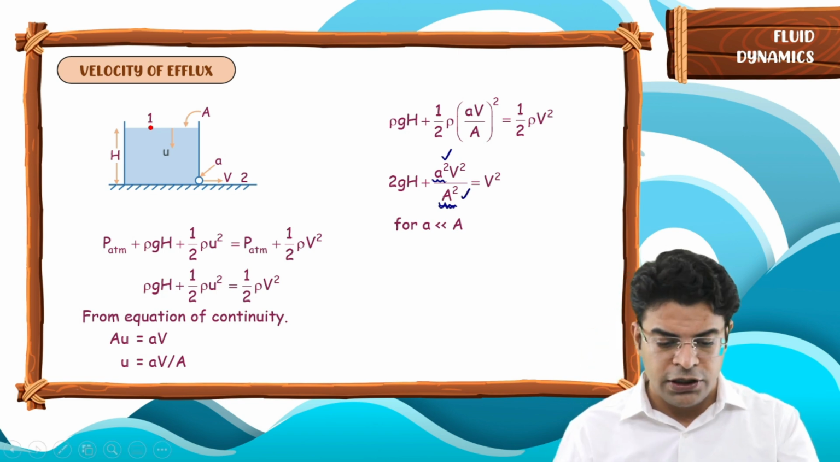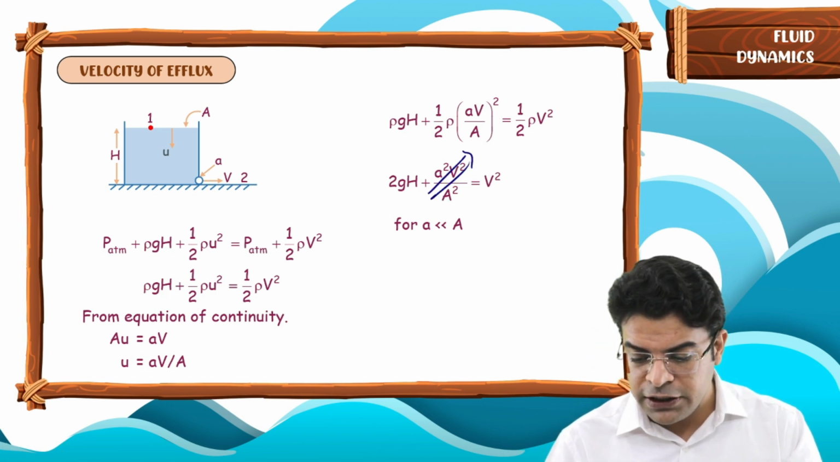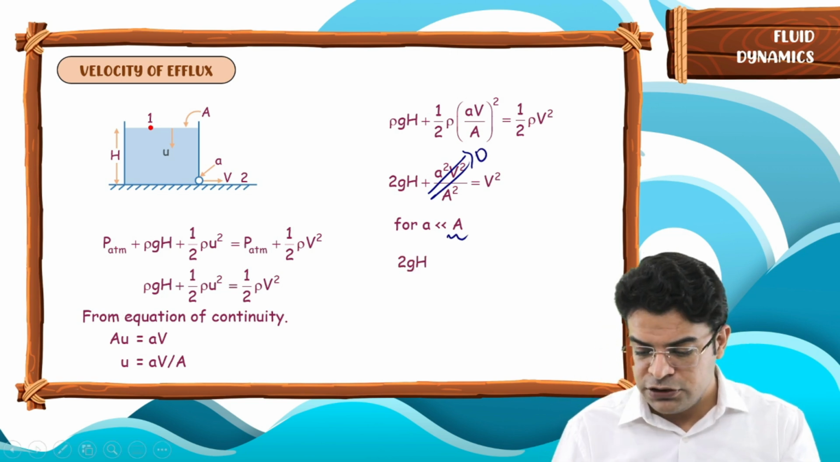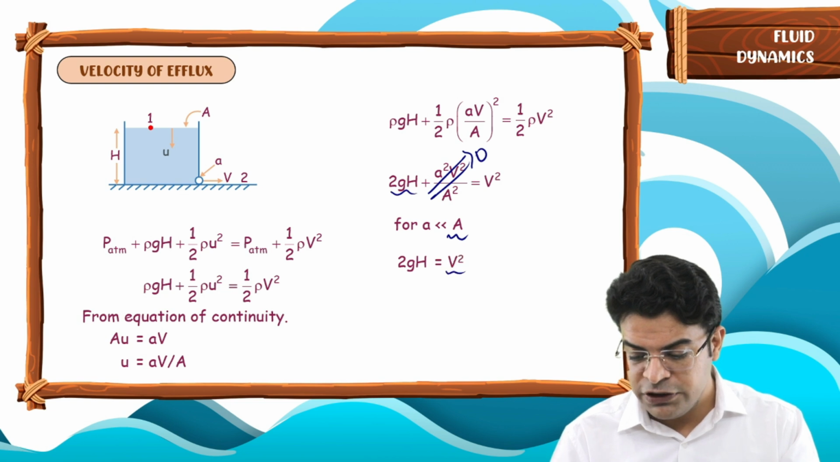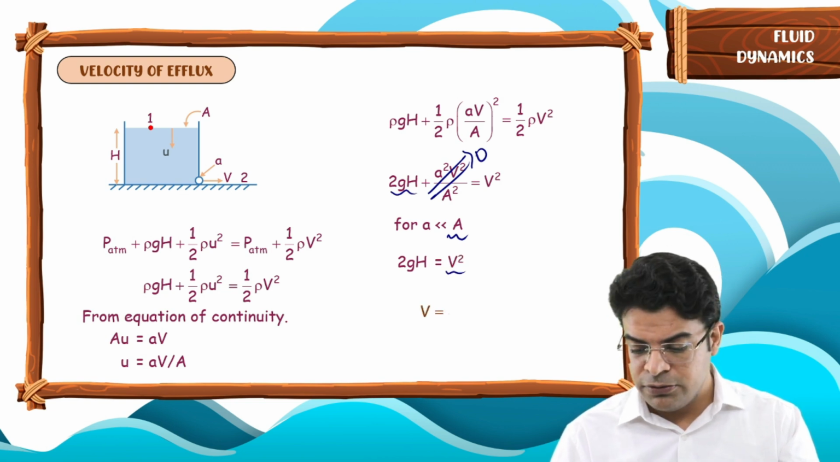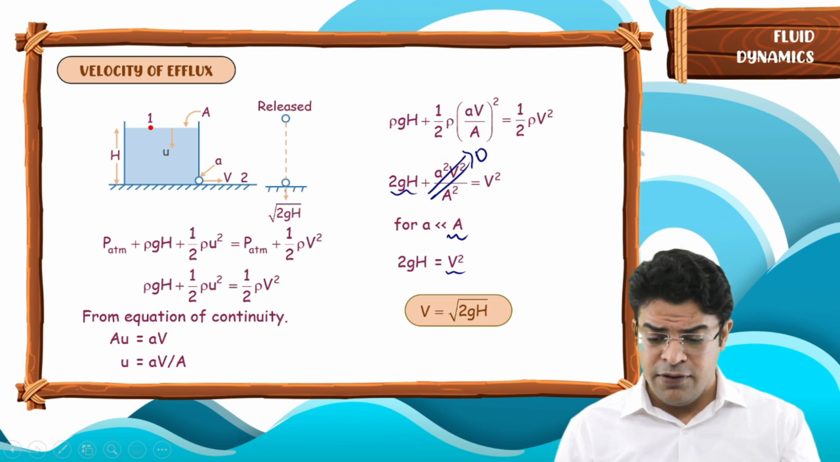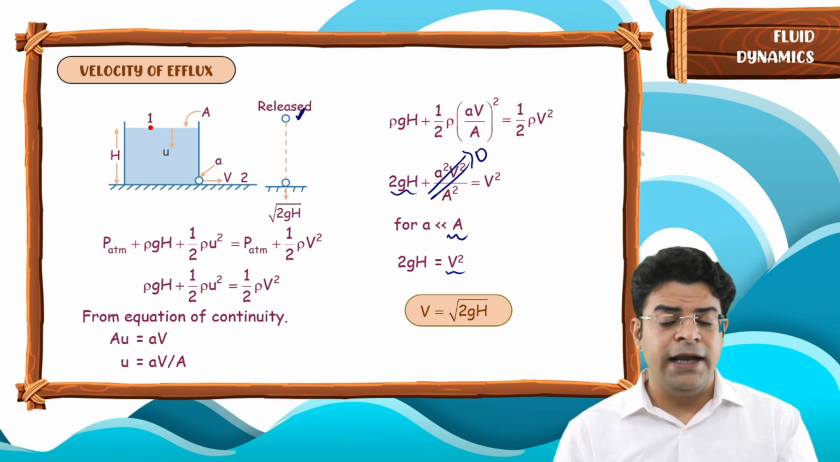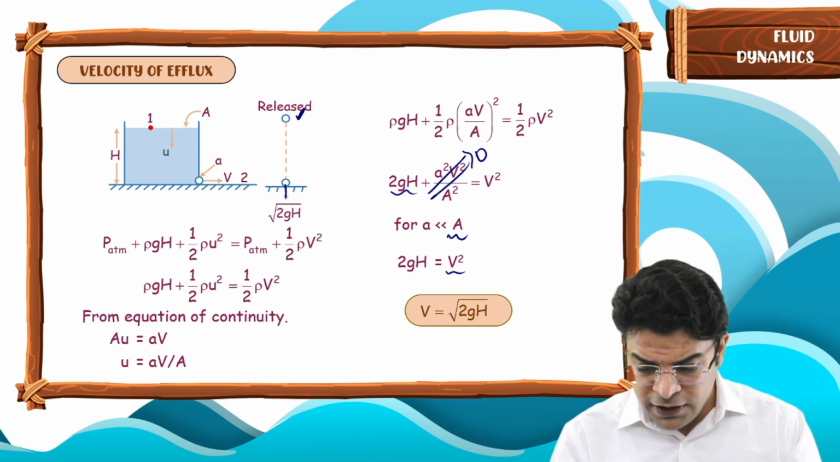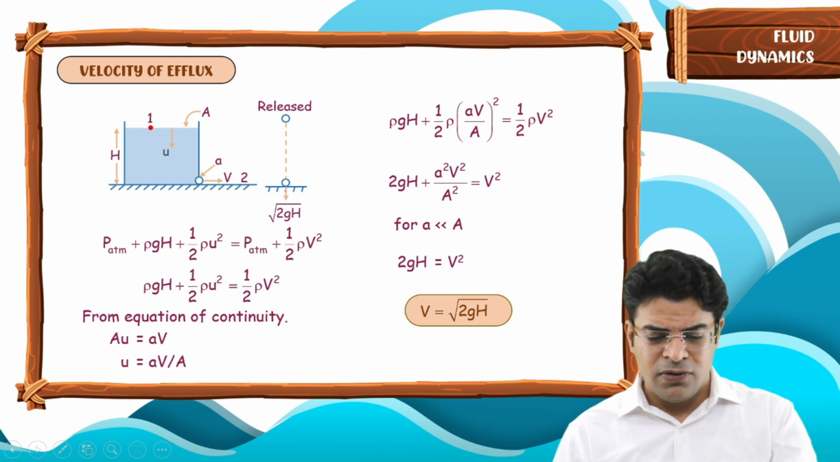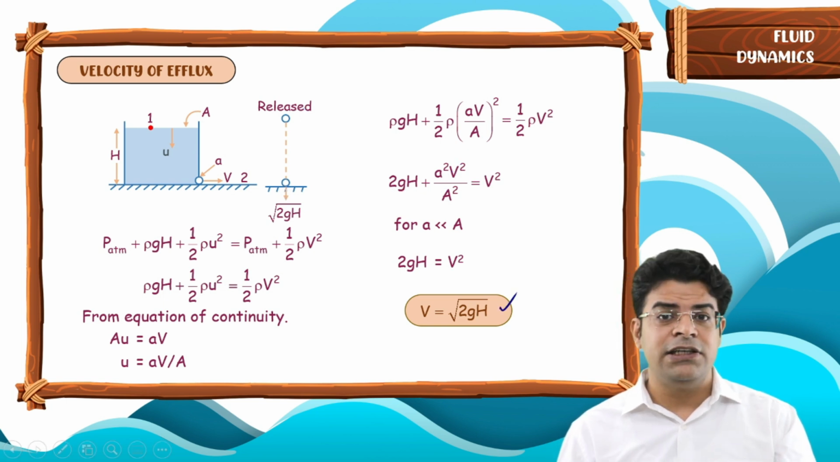Very small quantity. So if you neglect this whole quantity, for the area of tank way greater than the area of orifice, you get 2gh equals V squared, or V comes out to be simply equal to root 2gh, which is as good as saying if I release a ball from a height h, then just before hitting the ground, its speed will be root 2gh, right? So again, a result very easy to remember.